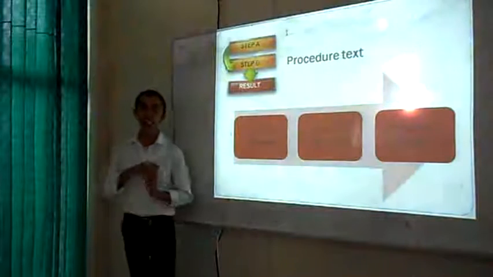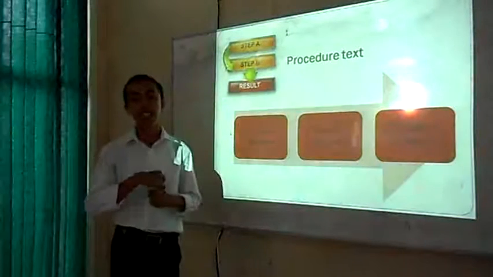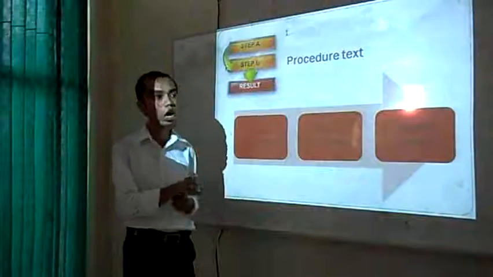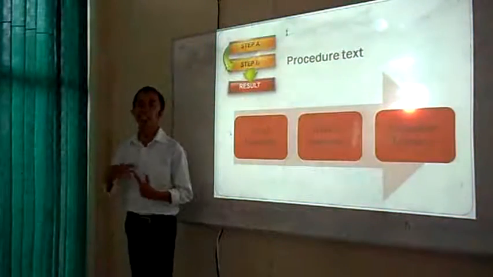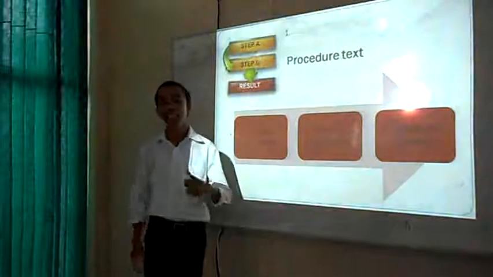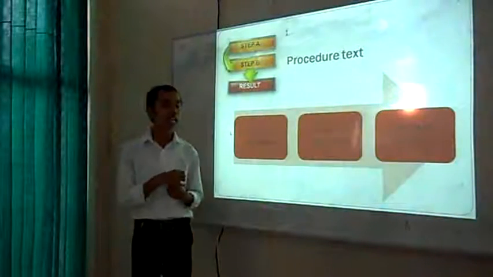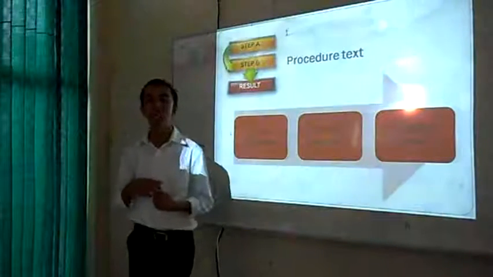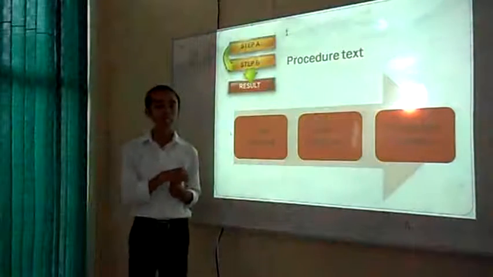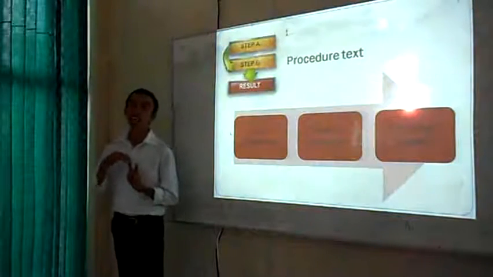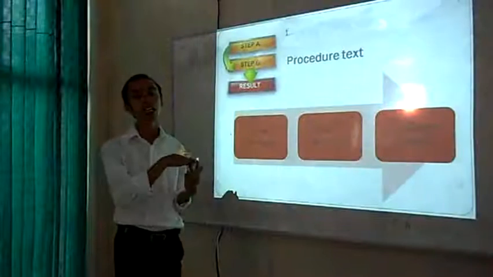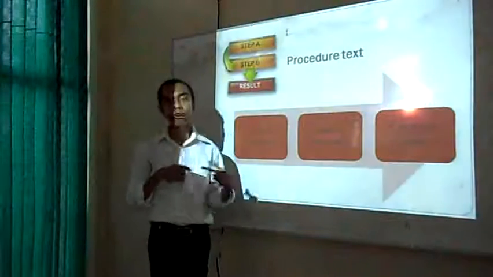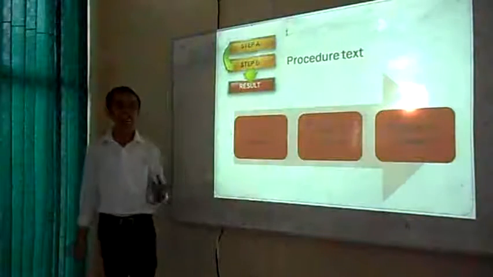And then last one is language feature. Language feature of procedure text is simple present. Simple present is used for the condition or situation that always exists habitually in the now or present. And the second one is imperative sentence. Imperative sentence is a statement asking someone to do something. For example, boil the water, fry the egg, please, etc.